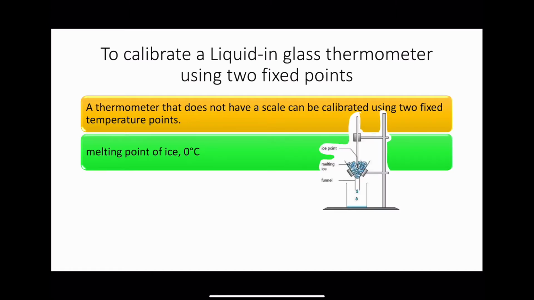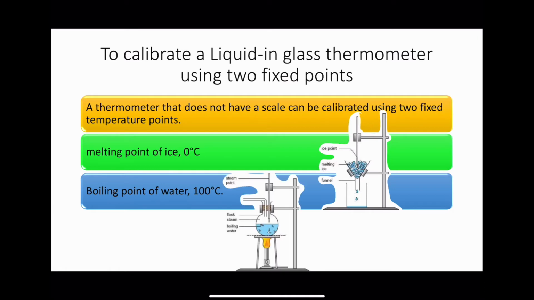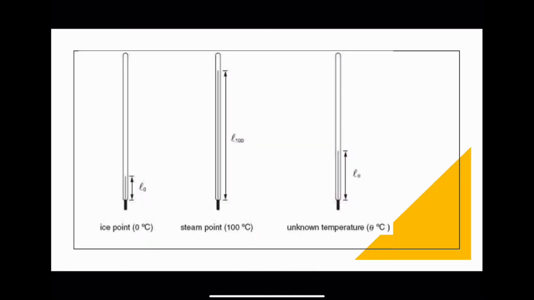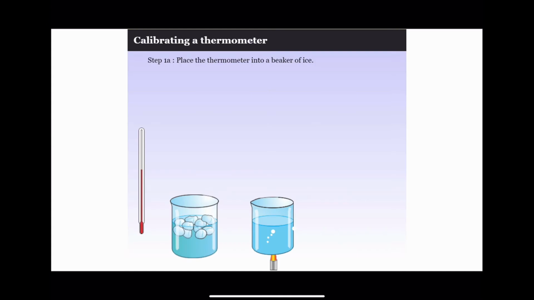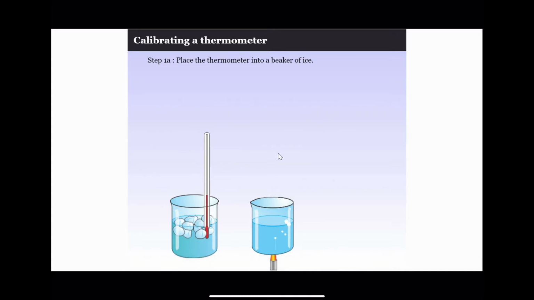We use two fixed temperature points, which is 0 degrees Celsius as melting point of ice, and we use boiling point of water, which is 100 degrees Celsius. Here is how you carry out the activity. Step 1, place the thermometer into a beaker of ice. Observe what happens. Record the reading. Mark 0 degree on the thermometer.